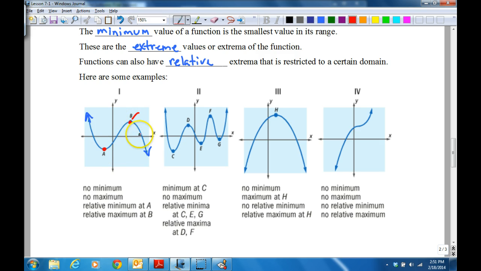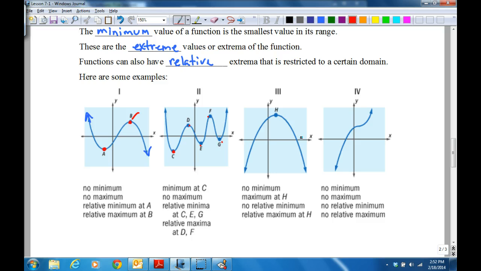So this one's a relative maximum. A is a relative minimum. Make sense? Okay. Number 2, we don't have a maximum again. But what is the overall minimum? C, yeah, because that's the lowest point it goes. And then we have a bunch of relative ones. For number 3, we have no minimum, but we do have a maximum, and that's at H.